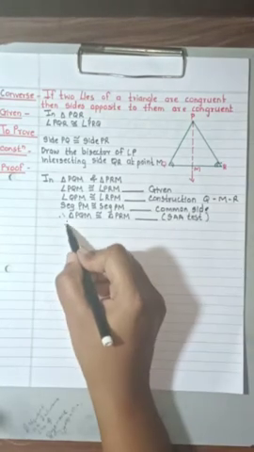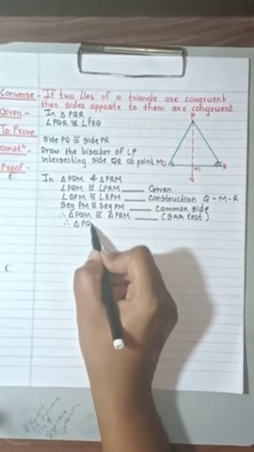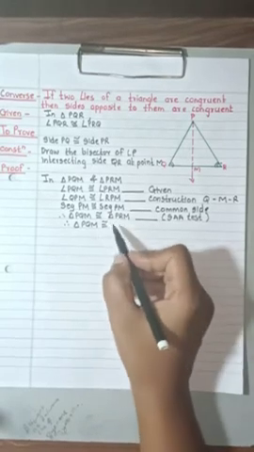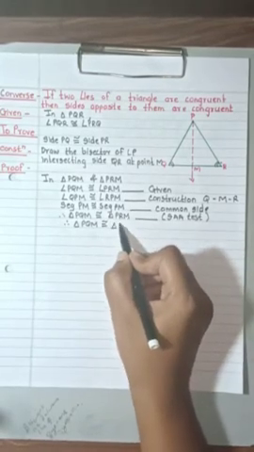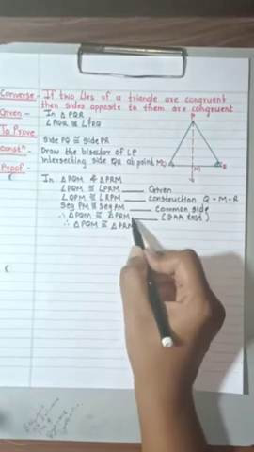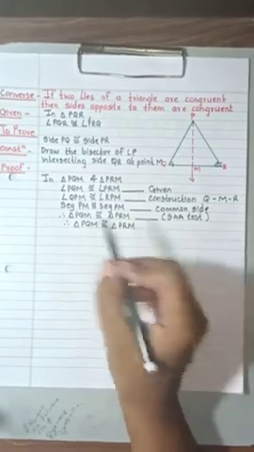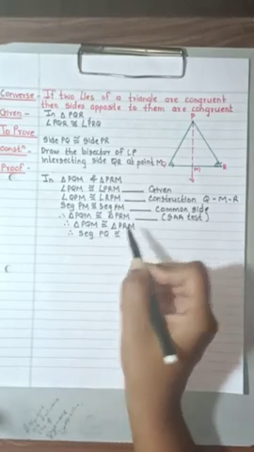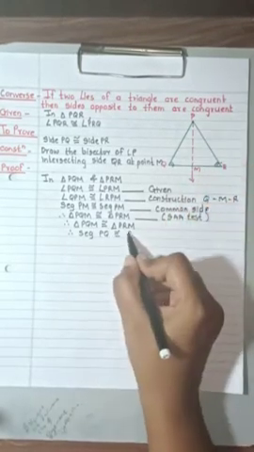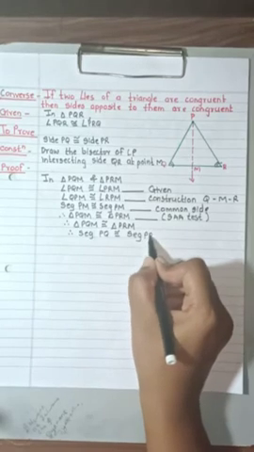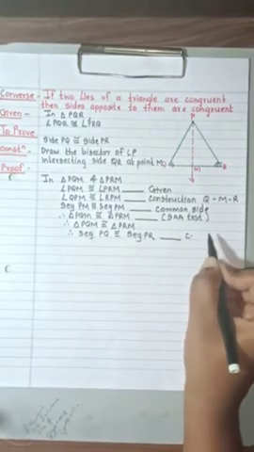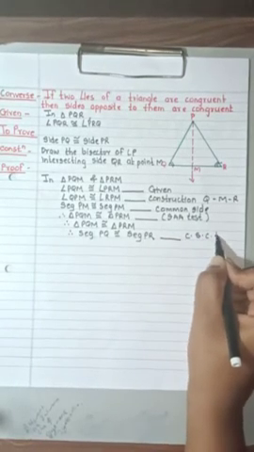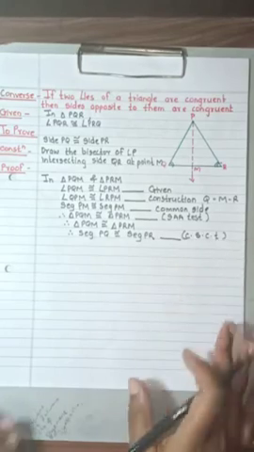Sorry, once again I have repeated the above step. Therefore you can say that seg PQ is congruent to seg PR, and you can write down here corresponding sides of congruent triangles, that is CSCT.